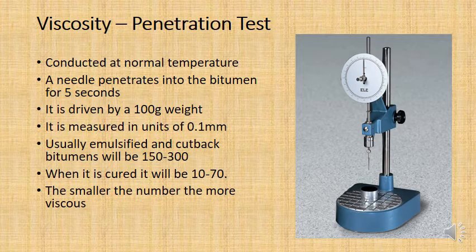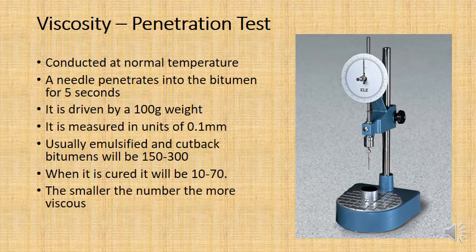So yeah, this is Bowen's penetration test. You've got to conduct it at normal temperature. So remember, as temperature changes, that actually influences the viscosity. But basically, you can see there you've got a small pot of bitumen, and you have above it a needle, and that needle has a weight of 100 grams above it. And basically, you drop the needle, and that 100 grams will push the needle into the bitumen for 5 seconds.